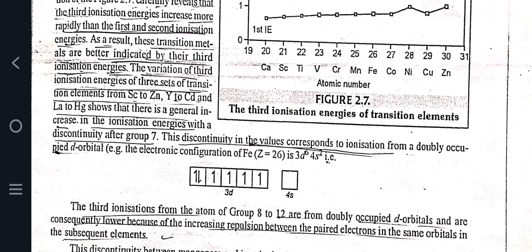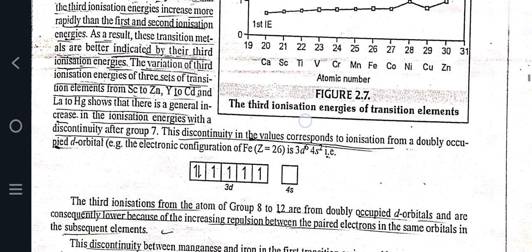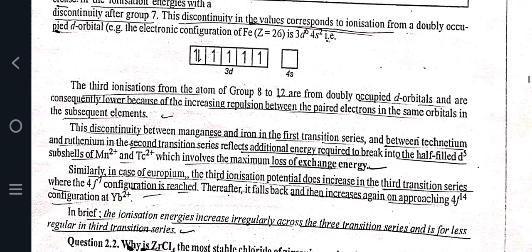This discontinuity in the value corresponds to ionization from a doubly occupied d orbital. For example, the electronic configuration of iron, atomic number 26, is 3d6 4s2. The third ionizations from the atoms of groups 8 to 12 are from doubly occupied d orbitals and are consequently lower, because of the increasing repulsion between the paired electrons in the same orbitals in the subsequent elements.